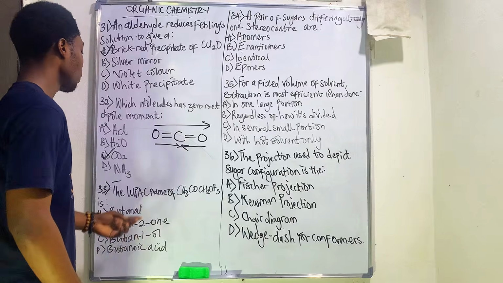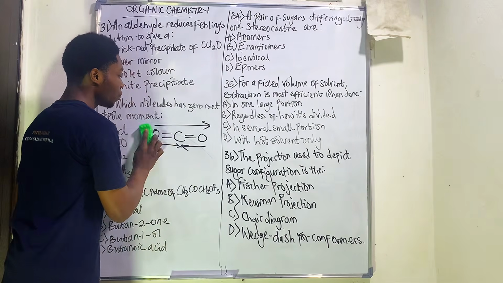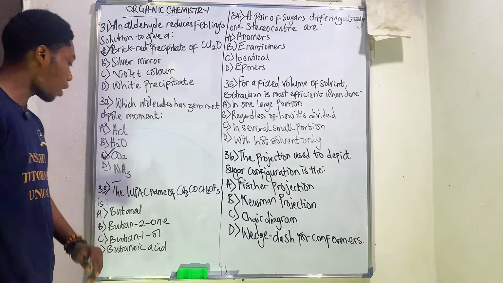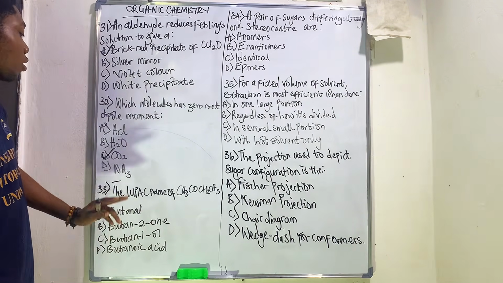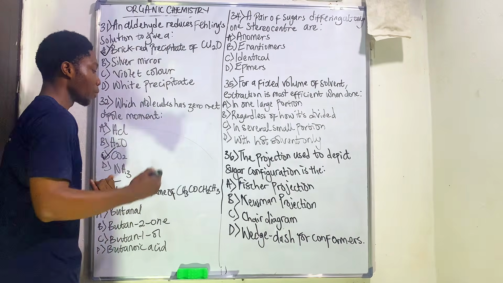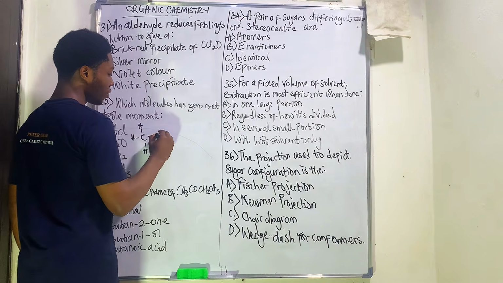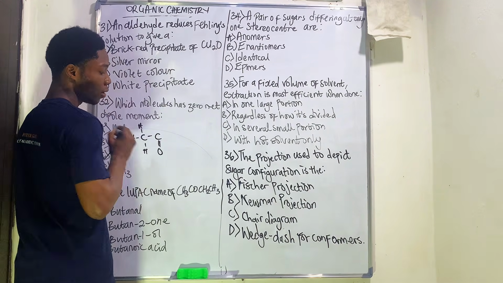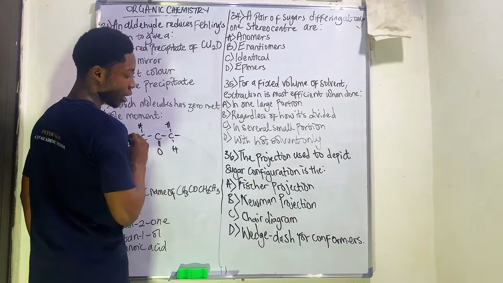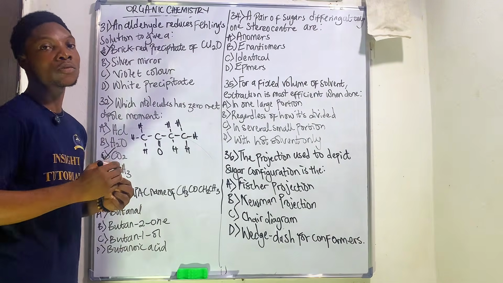Now, the next question. The IUPAC name of CH3COCH2CH3 is A. Butanal, B. Butan-2-one, C. Butan-1-ol, and D. Butanoic acid. Let's expand this structure. So we have CH3, we have CO, right? We have CH2, and we have CH3.